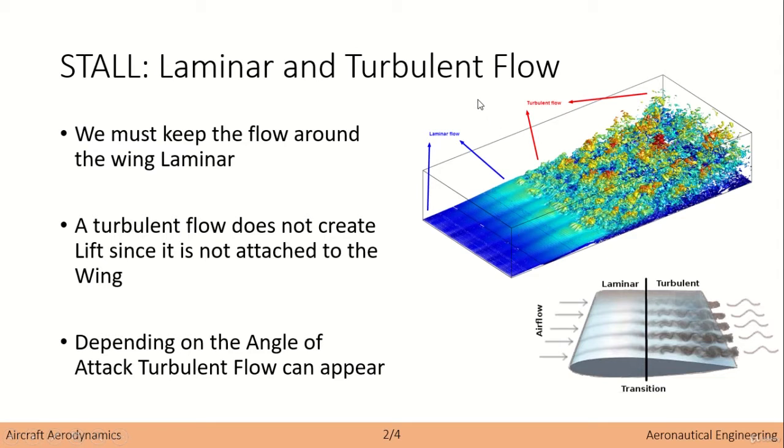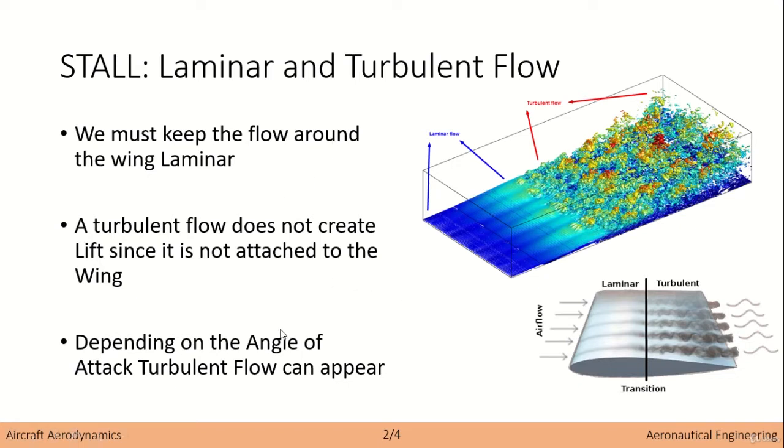And as we saw in the Bernoulli equation, the pressure of the flow is related to the velocity of the flow. So yeah, I won't get too much into detail with this. You just need to know that, because of thermodynamics, the flow generally goes from laminar to turbulent. And what we need to maintain is as much laminar flow as possible.